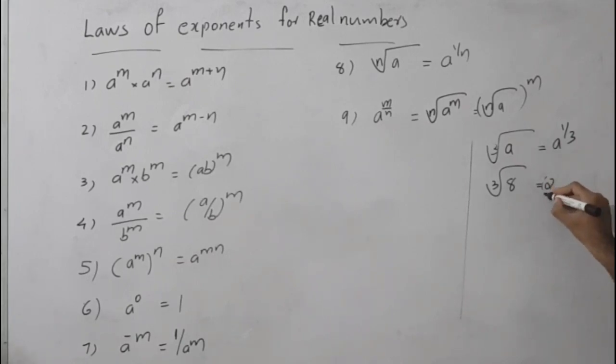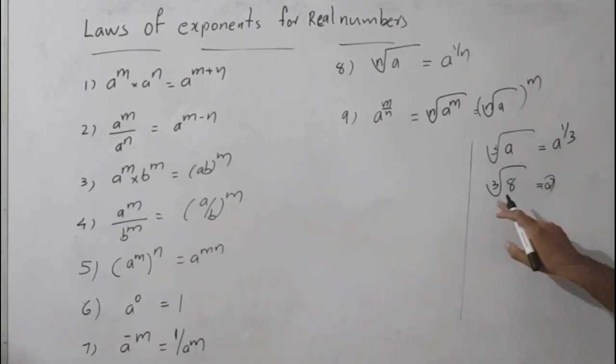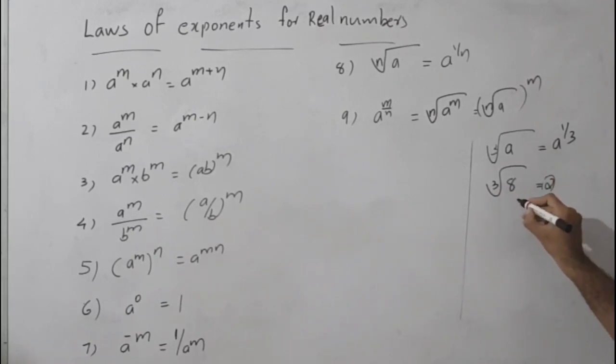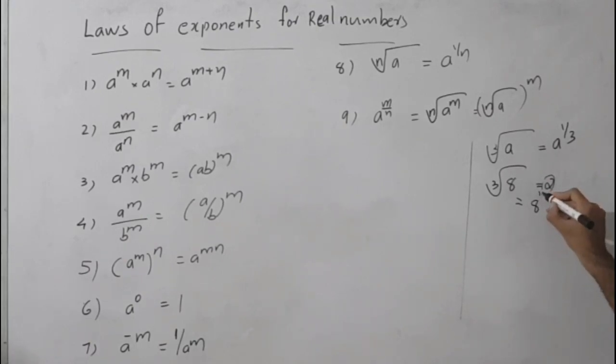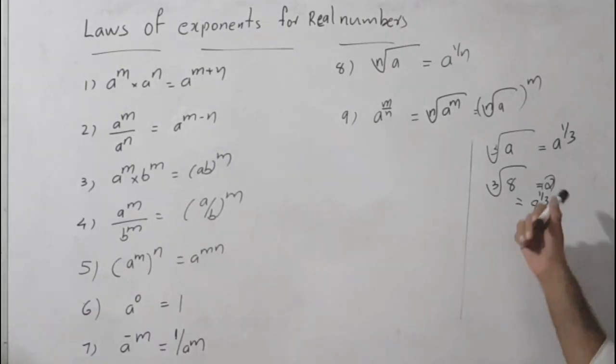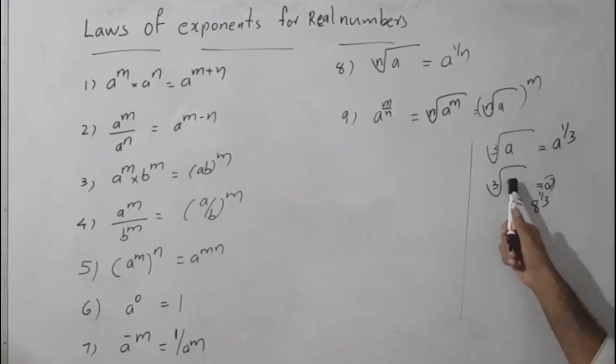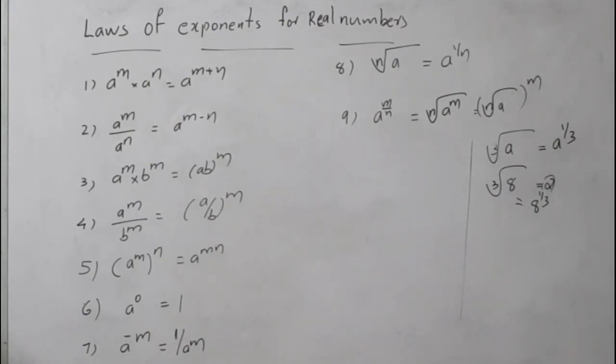Then it is very clear that the number is 2. That is the idea. Cube root of 8 is equal to 2. This one is equal to 8 raised to 1 by 3. Then how do we express cube root of 8? It is 8 raised to 1 by 3.